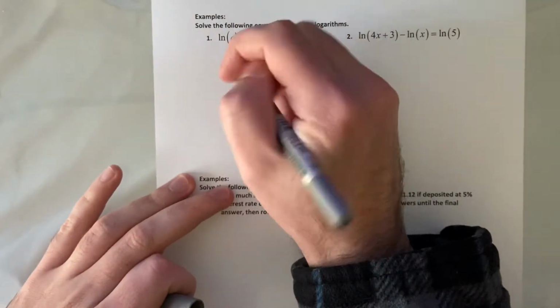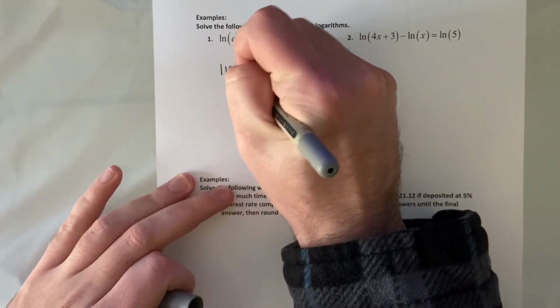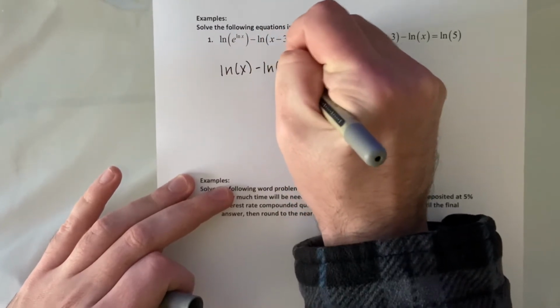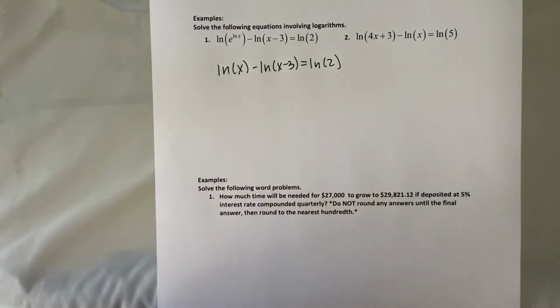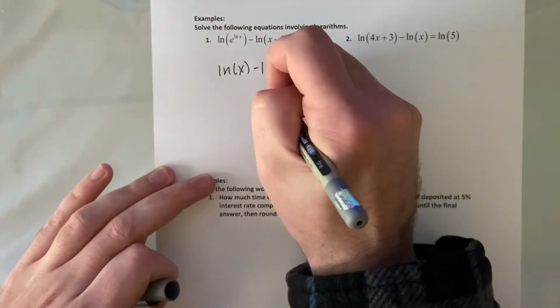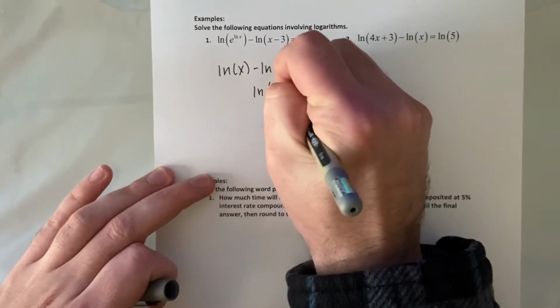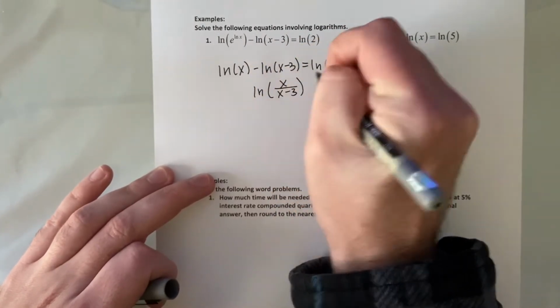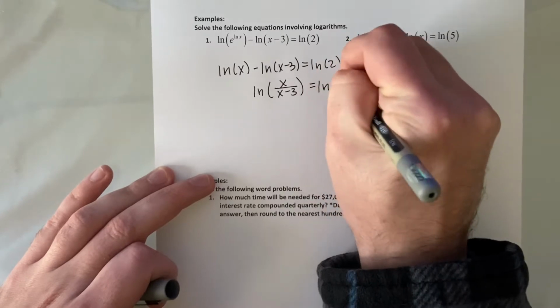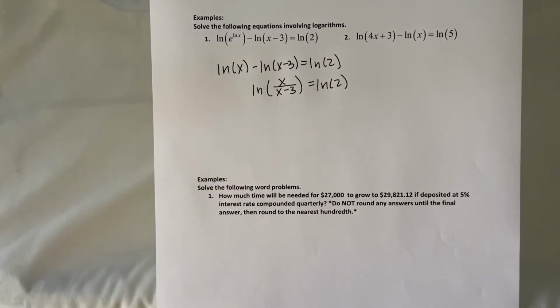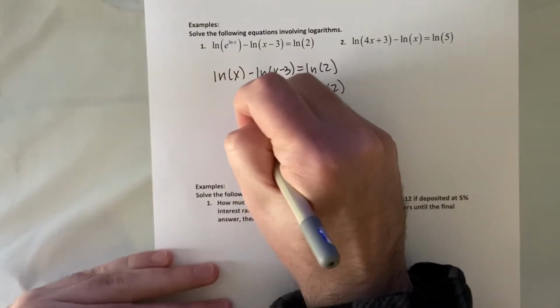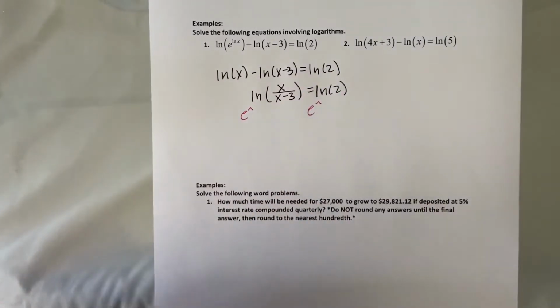So we know that the ln of e to the ln of x is just x. So the ln of x minus the ln of x minus 3 equals the ln of 2. Of course, subtraction becomes division. So the ln of x over x minus 3 equals the ln of 2. We raise e to both sides. We get x over x minus 3 equals 2.